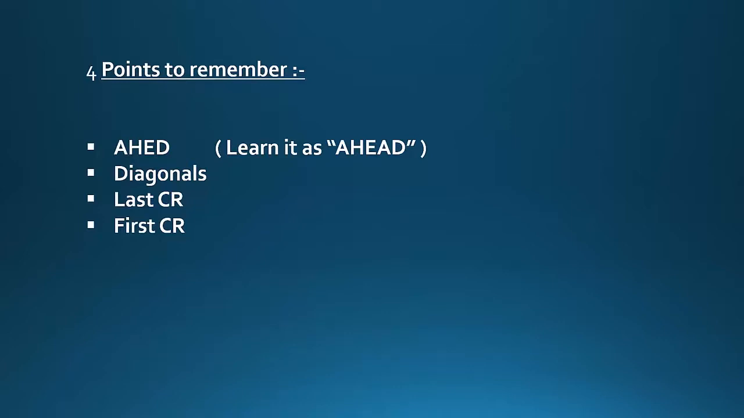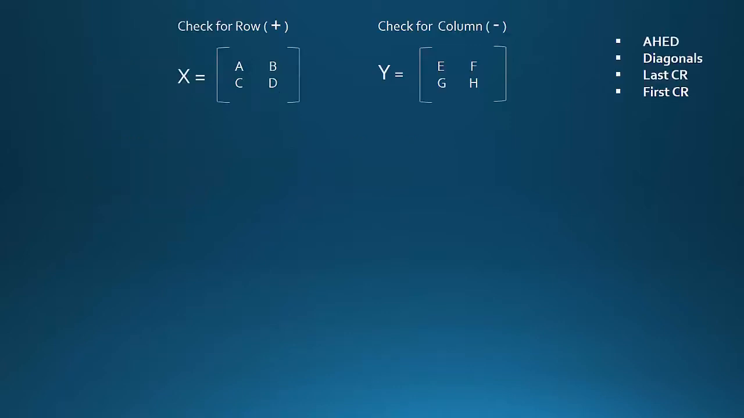Okay, so now we have two matrices X and Y. We have these 4 points, and make a note that when we are looking for a row we will consider a plus sign, and when we are looking for a column we will consider a minus sign. So first write P1, P2, P3 till P7 in your notebook. Then we will use our first point, that is ahead, AHED.